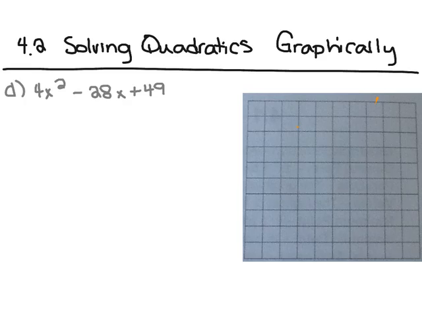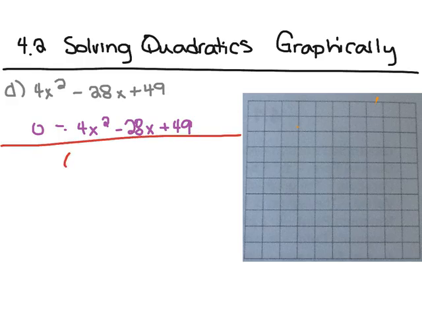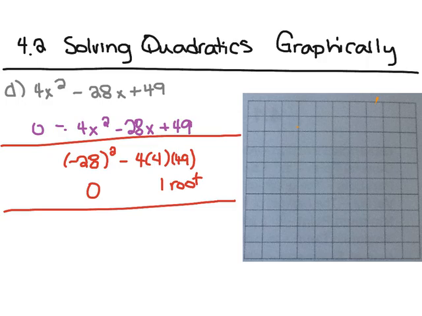For this one, our equation will be 0 equals 4x squared minus 28x plus 49. Our discriminant will be negative 28 squared minus 4 times 4 times 49. And if you type this into your calculator, you should get 0. So we know we have exactly one root. Now when we have one root, check to make sure it's a perfect square trinomial. 49 is a square, 4 is a square. So therefore, we're going to just factor a perfect square trinomial.